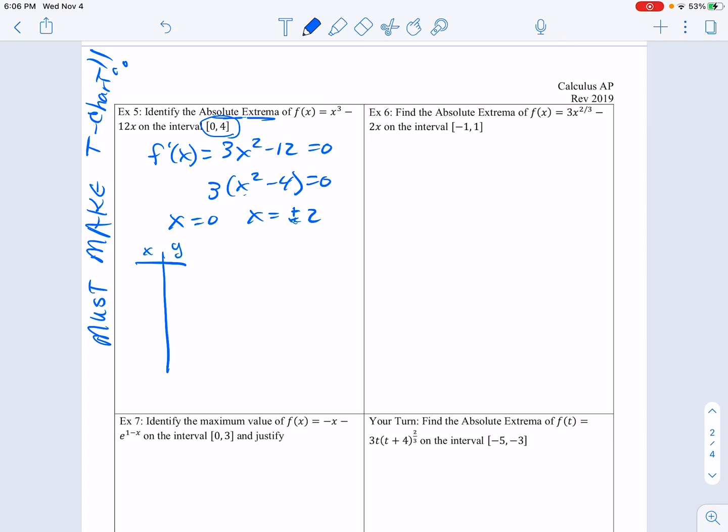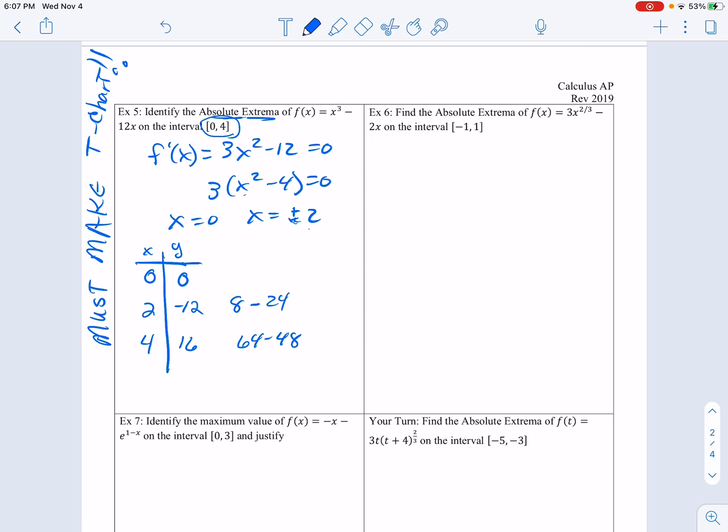x, y. And you plug in the critical points and the endpoint values, 0, 2, and 4. And you calculate the y value. Plug in 0, you get 0. Plug in 2, you get 8 minus 24, which is what, negative 16. You plug in 4, 64 minus 48. Is that positive 16? Oh, this should be 12, shouldn't it? Oh, y'all are giggling because I can't add.